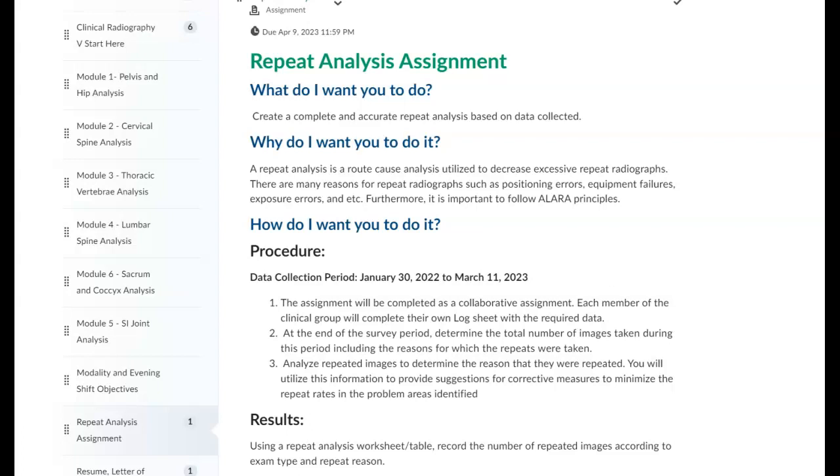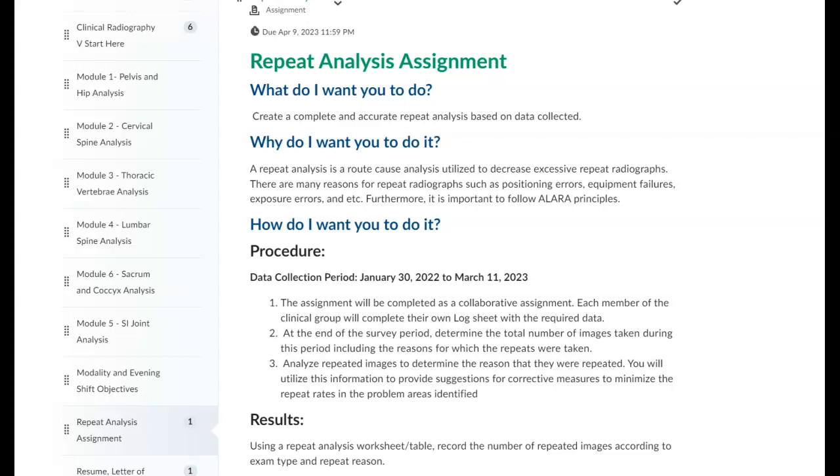So how are we going to complete this assignment? Or actually, let's talk about why I want you to do this assignment. This assignment is important because it provides the framework on how to complete a root cause analysis for excessive repeat radiographs. Once you identify those causes or reasons for the repeats, then you can narrow down and reflect on what needs to be improved, whether there's positioning errors, equipment failures, exposure errors, things of that nature.